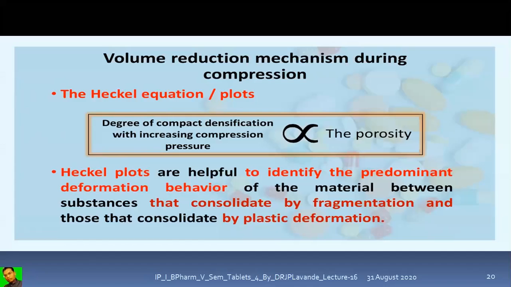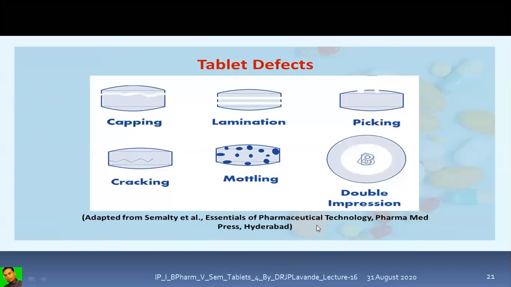So the Heckel plots are helpful to identify the predominant deformation behavior of the material, between substances that consolidate by fragmentation and those that consolidate by plastic deformation. Now, which kind of deformation behavior? Plastic and the elastic, right? So first is the elastic, second is the plastic. Elastic is reversible, plastic is irreversible, right?